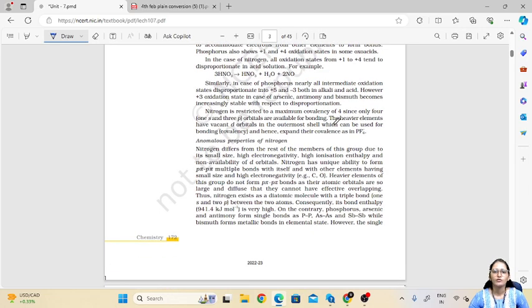In the case of phosphorus, nearly all intermediate oxidation states disproportionate to +5 and -3. Nitrogen is restricted to a maximum covalency of 4, since it has only 4 orbitals available for bonding.